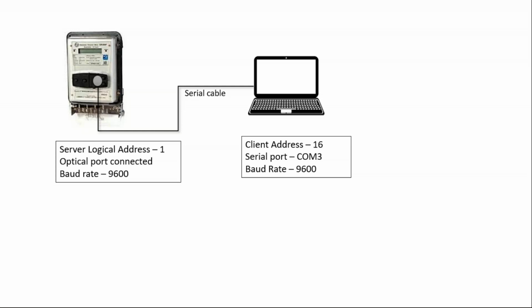The communication settings used for this demo are shown in this slide. So the meter has a DLMS server logical address of 1, and for communication we are using the optical port of the meter at a serial baud rate of 9600, and the Meter Explorer DLMS client uses a client address 16, and it uses the serial port COM3 of the laptop to connect with the optical port of the meter at a baud rate of 9600.